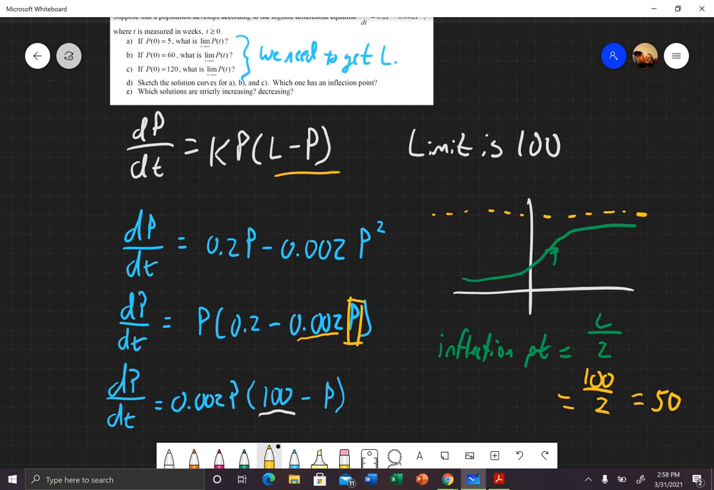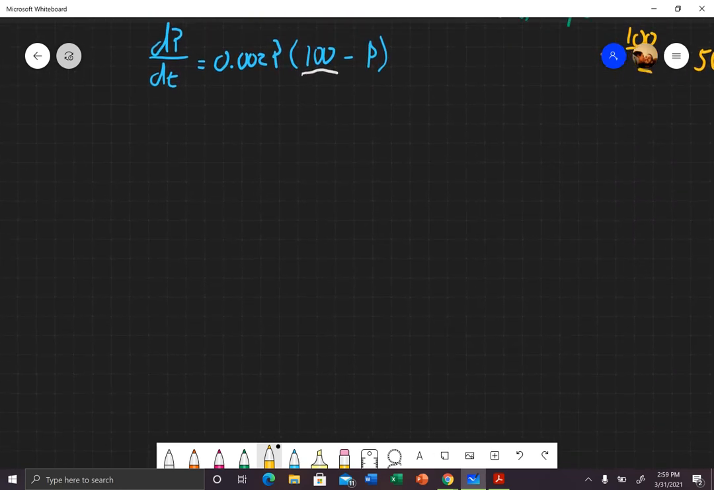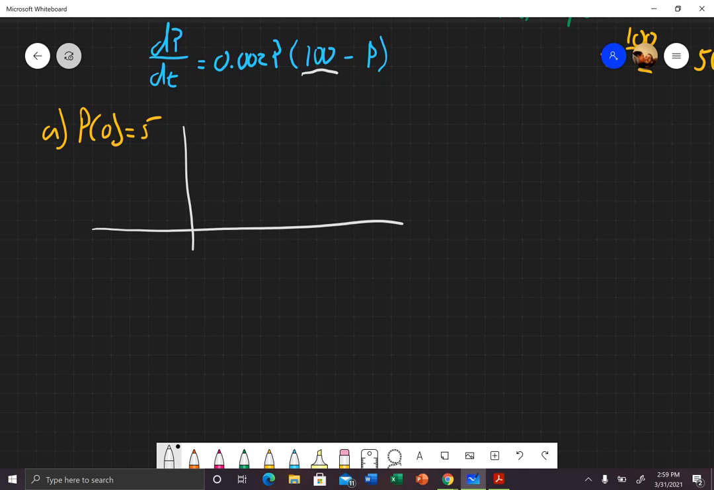Okay, so let's see if we can't draw some of these. They gave us some initial starting values, and that's going to come in handy for this particular graph. So for the first one, for A, P of 0 equals 5. That's my initial starting value. So I'm going to sketch this out here. We've got a logistic curve, and I've got a point here at the top, my limit. This is 100, right? That's the point at the top. And I've got my inflection point here, my halfway mark, that's going to be 50.